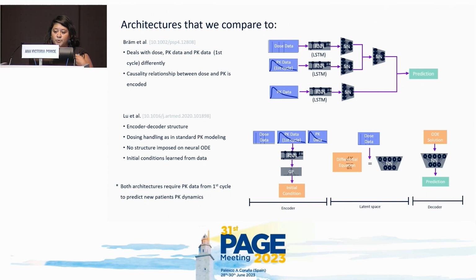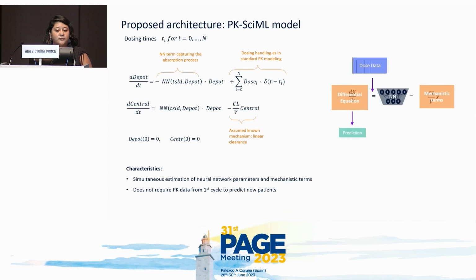Now, let me introduce the proposed architecture. We call it the PK-SIML model. Here, we have an ordinary differential equation such that the neural network term will capture the absorption process, and we will assume that the known mechanism is a linear clearance. This type of framework allows us to deal with this in the standard way, and the most important characteristic is that it allows the simultaneous estimation of the neural network parameters and the mechanistic parameters, such as clearance and volume. And just a small remark is that it does not require the PK data from the first cycle to predict new patients.